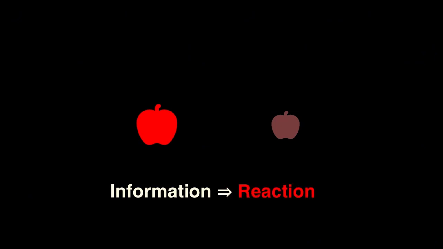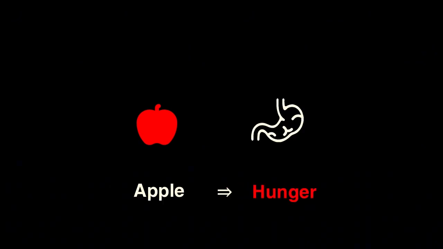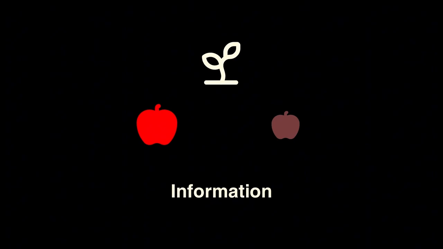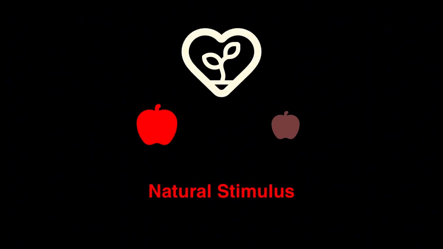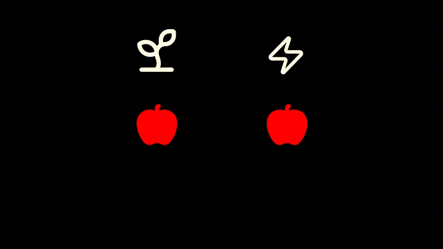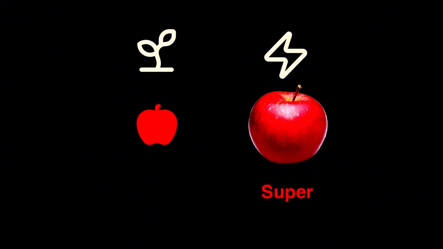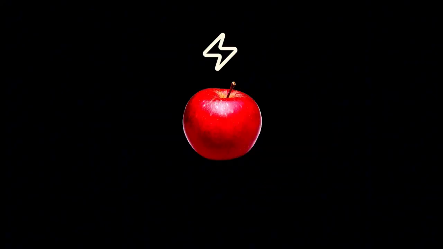This information is important because it helps us to survive. In the apple example, this information helps us know which apple is fresh and which one is spoiled. Information causing reaction, apple causing hunger. This information is commonly found in nature, making it a natural stimulus. But if we artificially improve the apples, making them more saturated, much brighter, and bigger, we make them super apples. They don't just give you hunger, they give you a super hunger.